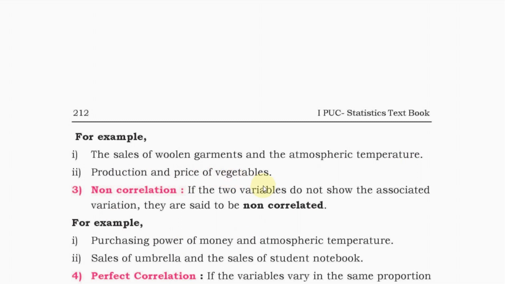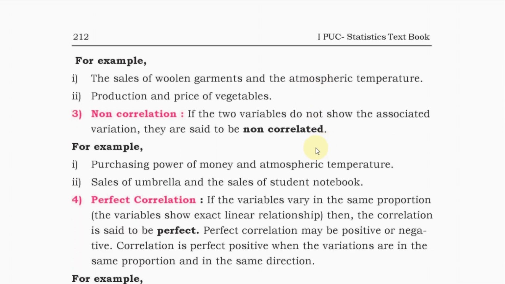Another example is production and price of vegetables. If there is a greater production of a vegetable, then its price will be less. If the production is less, then the price will be higher. So when one variable decreases, the other one increases, or vice versa. Such correlation is called negative correlation.